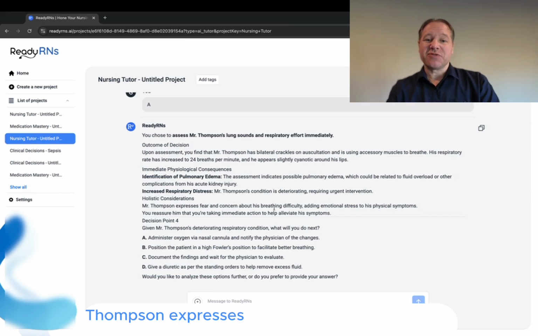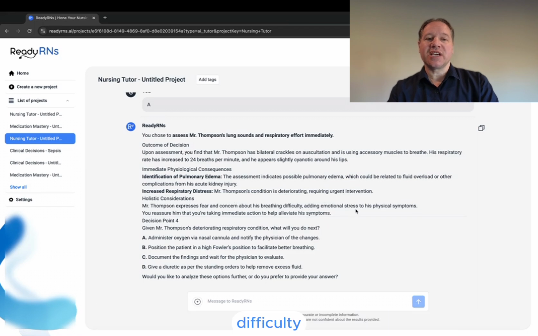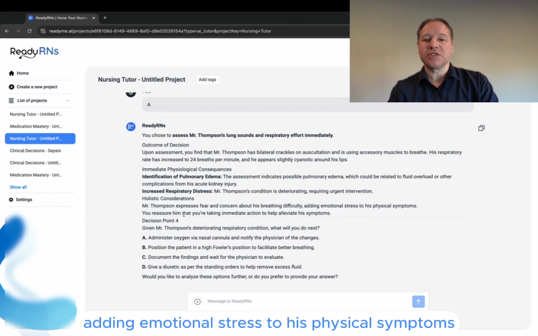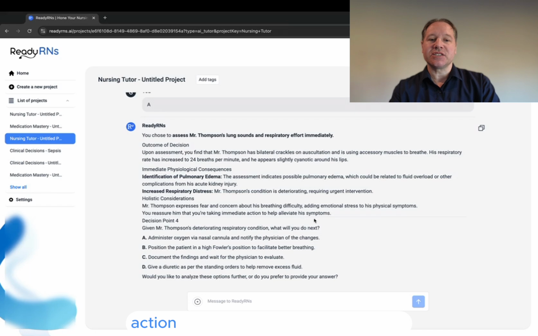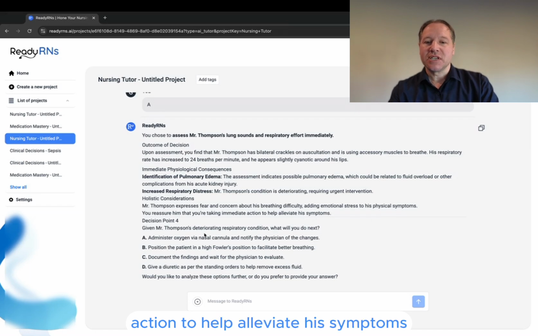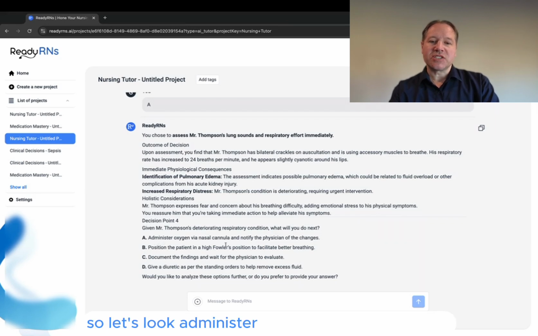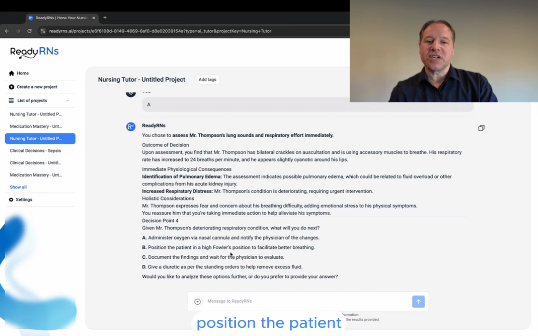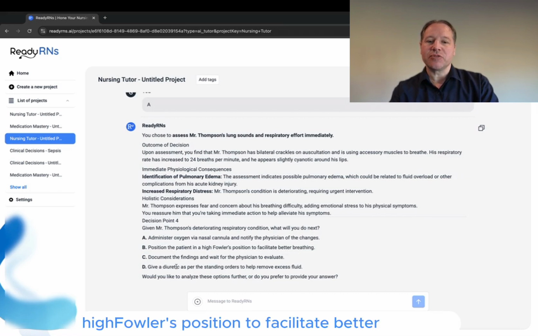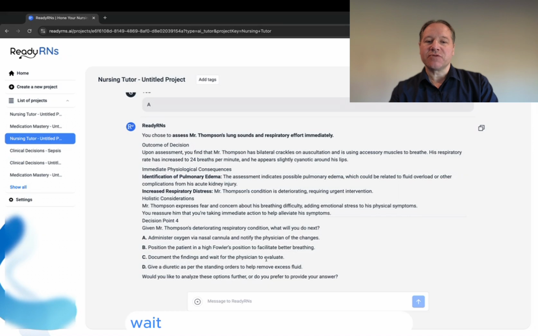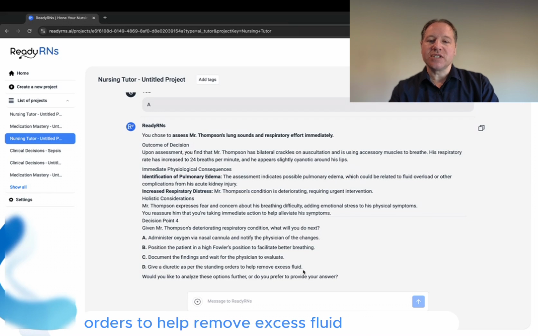Mr. Thompson expresses fear and concern about his breathing difficulty, adding emotional stress to his physical symptoms. You reassure him that you're taking immediate action to help alleviate his symptoms. In his deteriorating respiratory condition, what will you do next? So let's look. Administer oxygen via nasal cannula, notify the physician of the changes, position the patient in high Fowler's position to facilitate better breathing, document the findings, wait for the physician to evaluate, give a diuretic as per standing orders to help remove excess fluid.